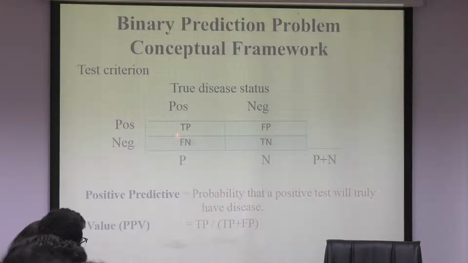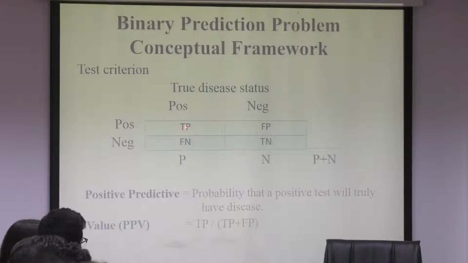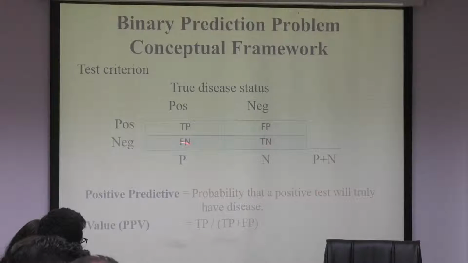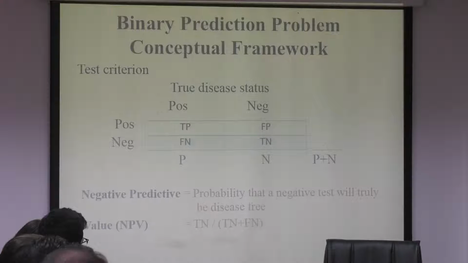On the other hand, again, look at this. We are focusing on the true positives. But I want to focus on the true negatives. What would the denominator be? Exactly. So it will be true negatives divided by false negatives and true negatives. So the negative predictive value is the probability that a negative test will truly be disease-free. So among those who tested negative, what is the probability that a person will be disease-free? And it is true negatives divided by true negatives plus false negatives.